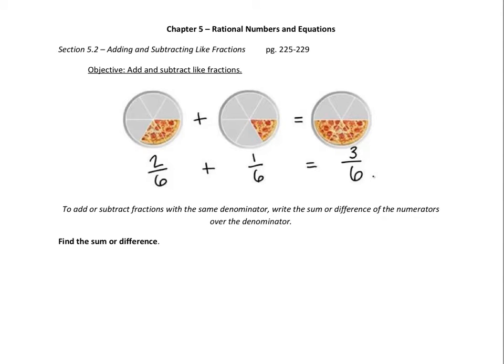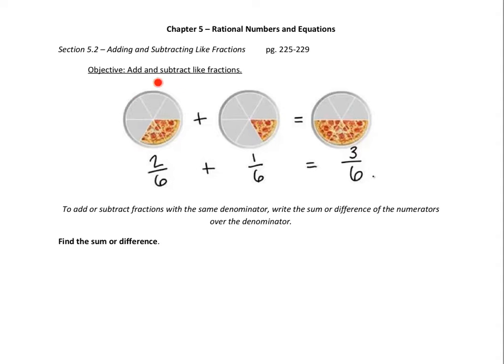Section 5.2 is adding and subtracting like fractions. As far as adding and subtracting fractions, the easiest kind of fractions to add are ones that already have a common denominator, which is what it means to be like fractions. This picture shows what it means for things to have like denominators.